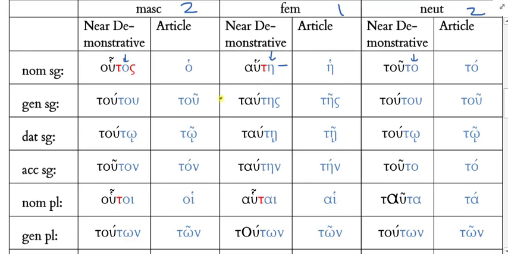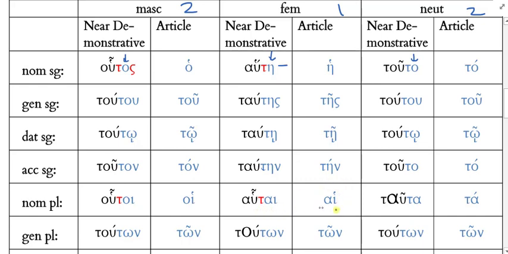Okay? So just as the article follows a 2-1-2 pattern, the demonstratives will follow a 2-1-2 pattern also. All right. So the forms are haute, tautēs, tautē, tautēn. Again, notice that the back side of these look like the article, don't they? Hē, tēs, tē, tēn, haute, tautēs, tautē, tautēn. All right.